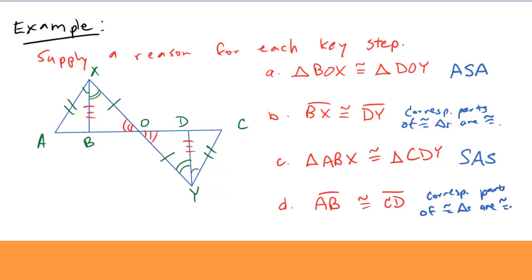So instead of supplying a full proof, all we did was we were given a list of key steps, and we gave the reasons just for those key steps. In order to do that, we had to reason through some smaller steps, like the fact that we had vertical angles congruent. We didn't write it down because we were only listing the key steps.